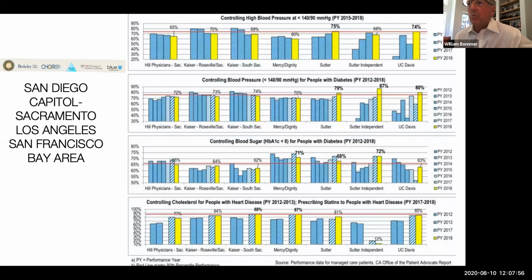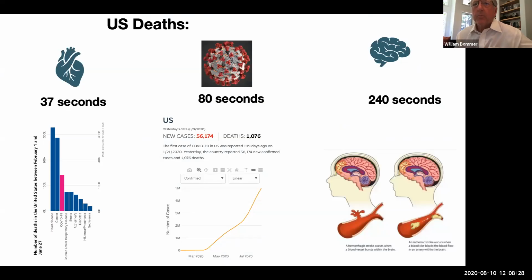Obviously, there has been some progress in many of these areas, but we have a long way to go. You can see that we are not above the red line for a number of these areas, and so we still have work to do to get better compliance and control of blood pressure. That will be discussed today by Dr. Brooks, as well as control of diabetes, which we've had programs on, as well as cholesterol control, which we've also focused on.